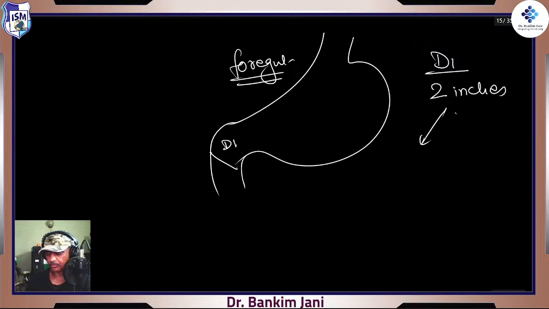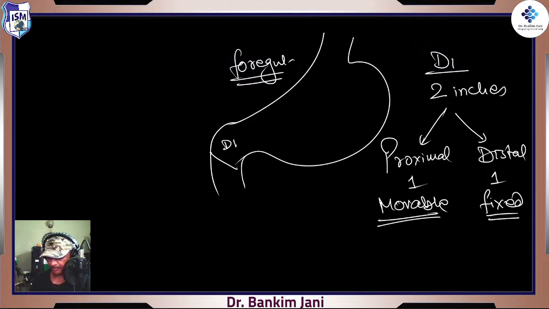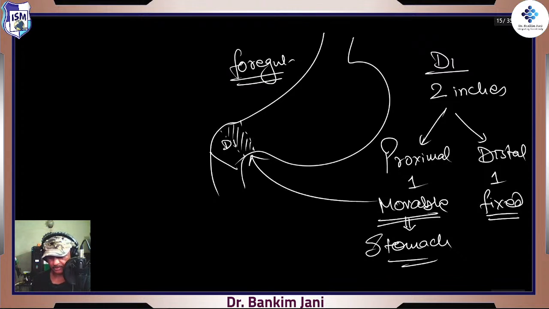2 inches. So we can divide it into two parts. One, obviously we'll call it a proximal, which is near, and second would be called the distal, and both of them are given an equal share of 1 inch each. And we said that the ends are movable, so it is this 1 inch which is movable, and this one is fixed, right? This movable part is the one associated with our stomach, right? So this part is movable. That's what we are talking about.